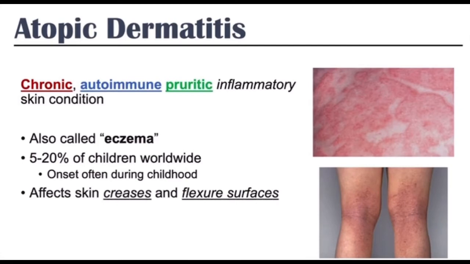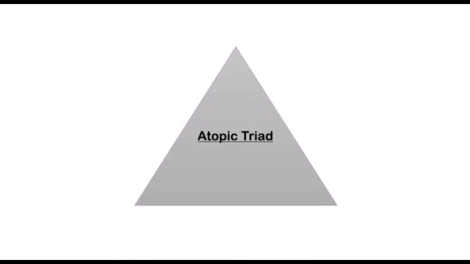Now, atopic dermatitis, for whatever reason, has a predilection for affecting skin creases and flexure surfaces. So, key points again from this are that it's a chronic autoimmune pruritic inflammatory skin condition, and it affects the skin creases and flexure surfaces. So atopic dermatitis is associated with other conditions as well.